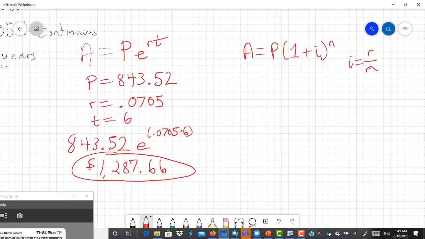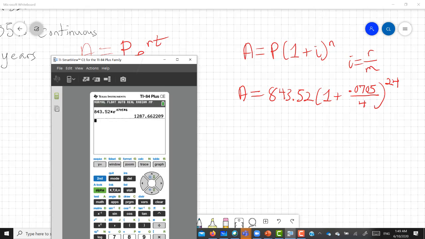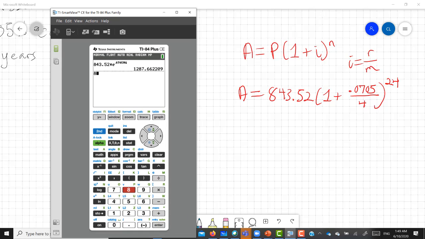And so plugging in my values here, again, we're saying that it's compounded quarterly, $843.52 times (1 plus 0.0705 over 4). And then quarterly for 6 years, that would be 4 times 6, or 24. So let's plug that in. And again, on the TI-84, you can use TVM Solver for this because it's regular compound interest. But I'll just put it in as the formula.